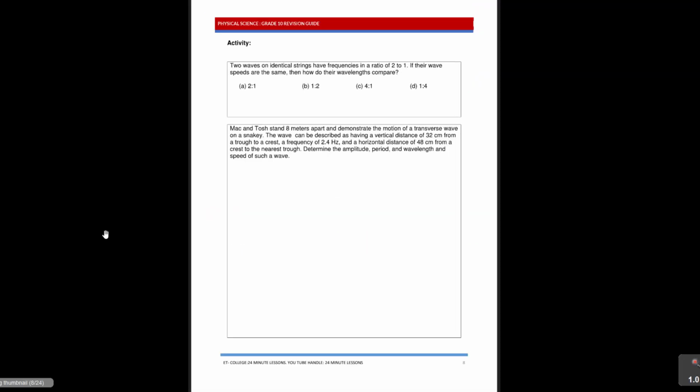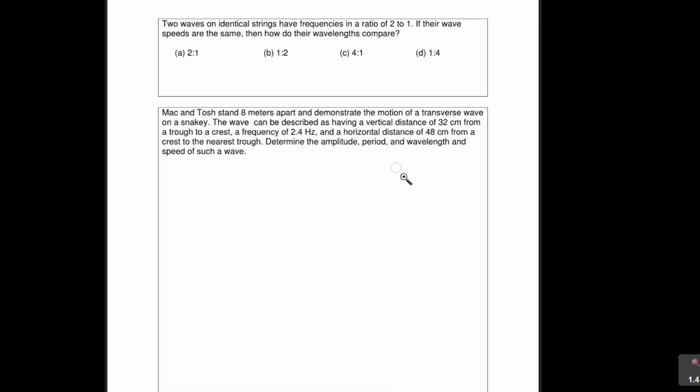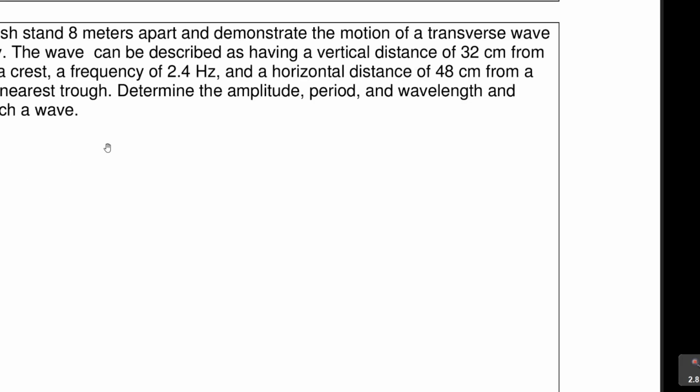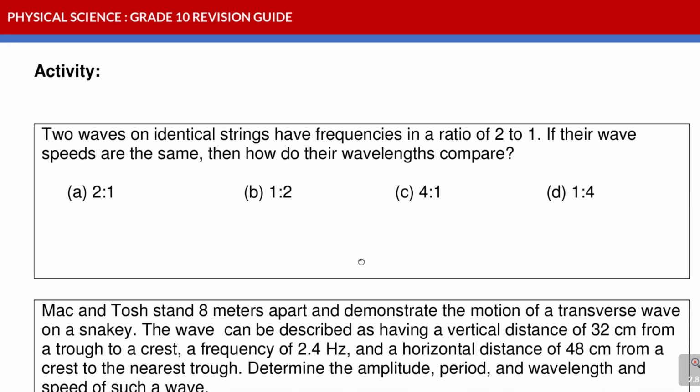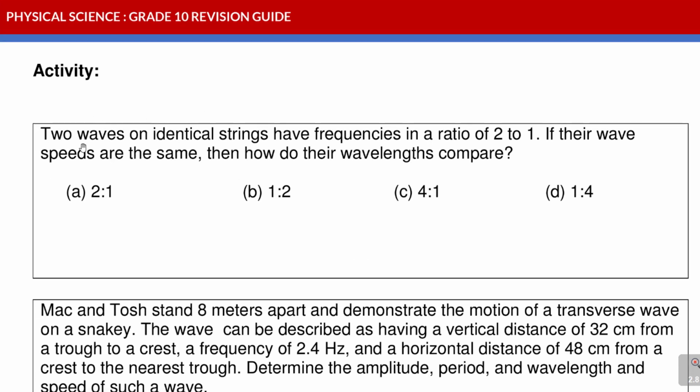Very important conclusion there. So let's look at a few examples here, and this is just to wrap it up, and we'll do even more activities in the next lesson. Look at this activity. It says two waves on identical strings have frequencies in the ratio 2:1. If their wave speeds are the same, then how do their wavelengths compare? Can you try that one? Pause the video and try it and see what you come up with.